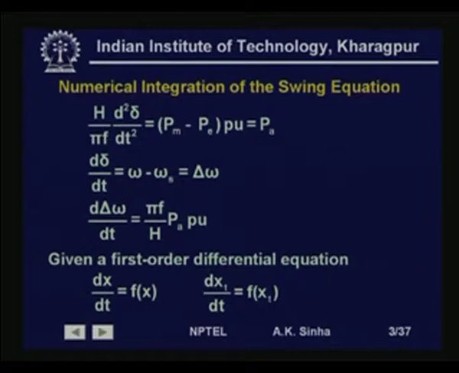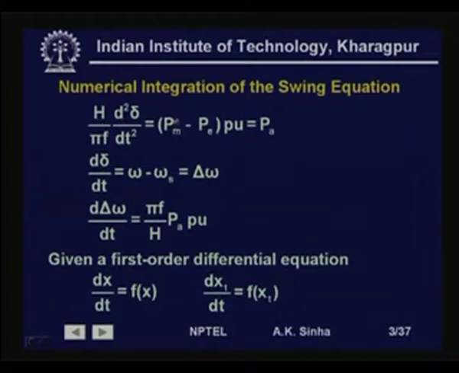Well, if we go back to our swing equation, we had the swing equation given by H by pi f d2 delta by dt2 is equal to Pm minus Pe, where Pe is equal to P max sine delta. That is the relationship that we had derived earlier. This Pm minus Pe is the accelerating power which is driving the rotor away from the synchronous speed. So, this is the accelerating power Pa that we are writing.